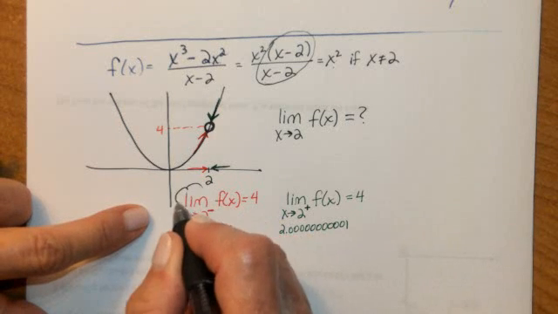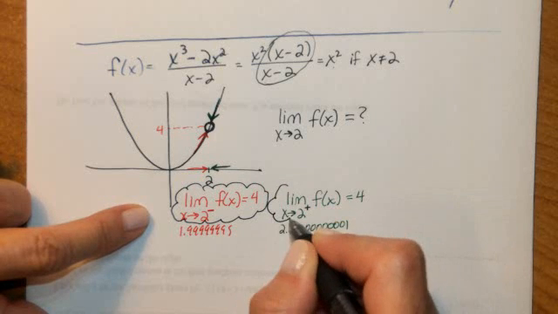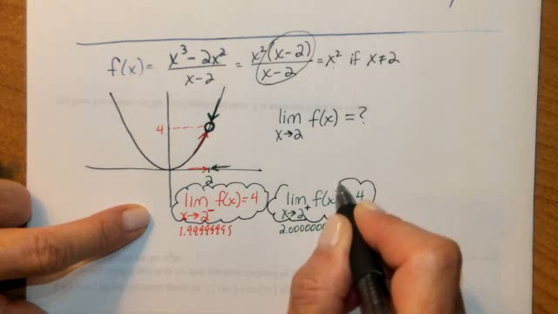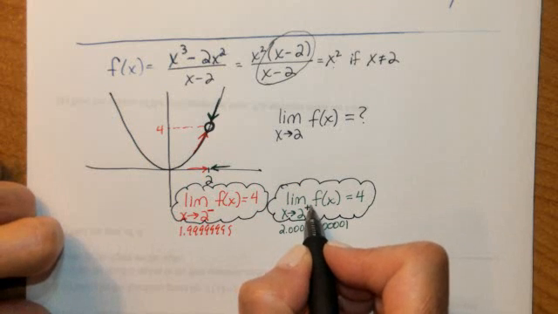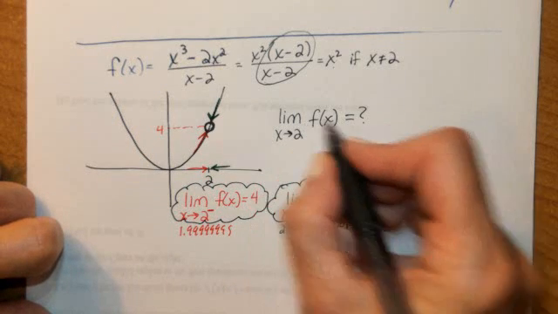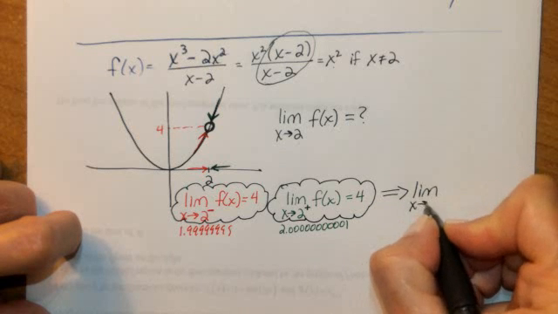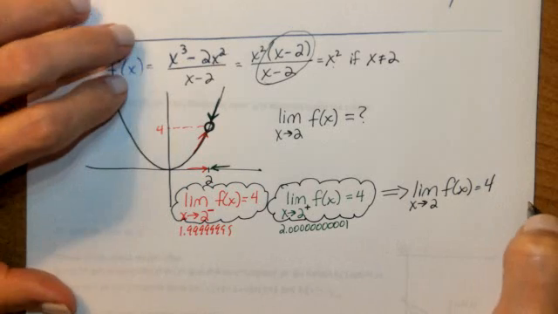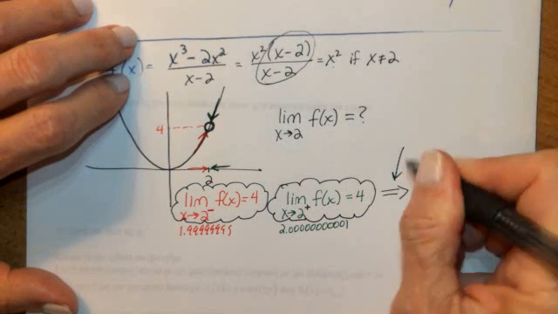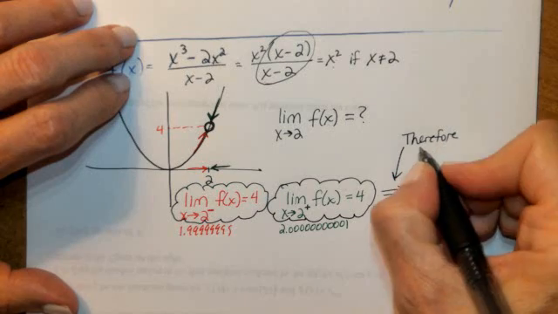If the limit from the left is equal to the limit from the right, then our limit is equal to that value. This is my little symbol for therefore, or so.